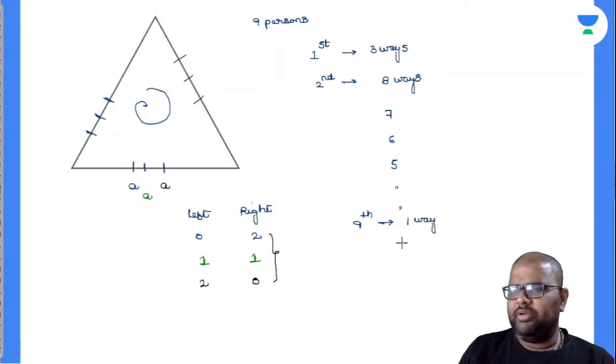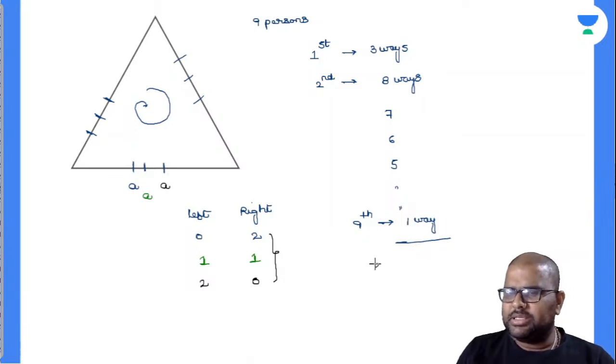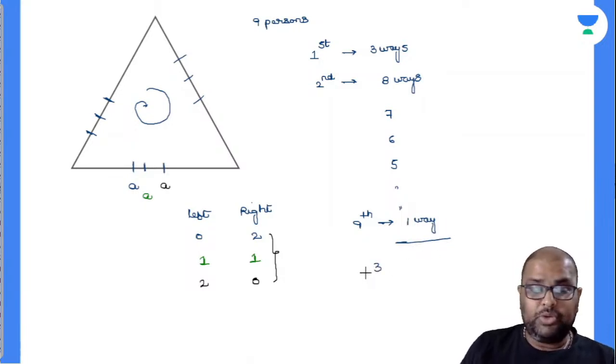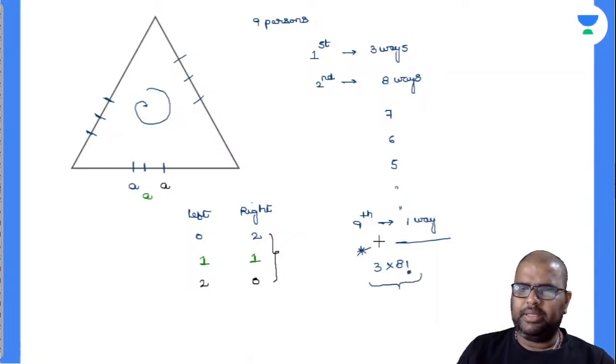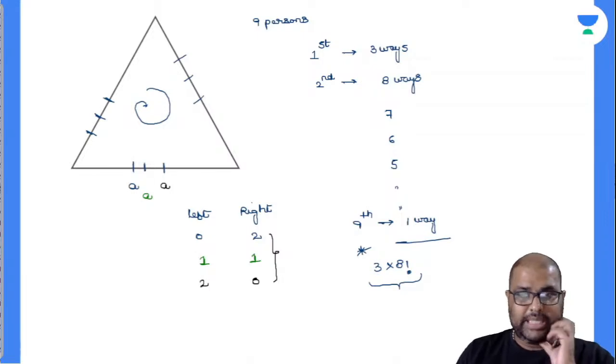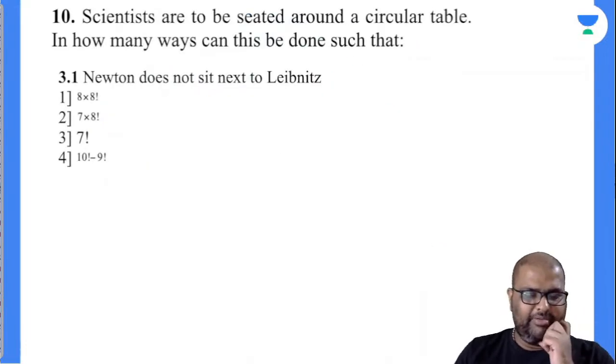So finally, what will be the answer there? The first person can be placed in 3 ways, and the remaining 8 persons can be arranged in 8 factorial ways. And this is the answer. I hope I am clear. I'll use the same logic of circular tables to solve all those questions. I'll solve the first question. For the remaining questions I'll give you 2 minutes. You have to solve the remaining questions.